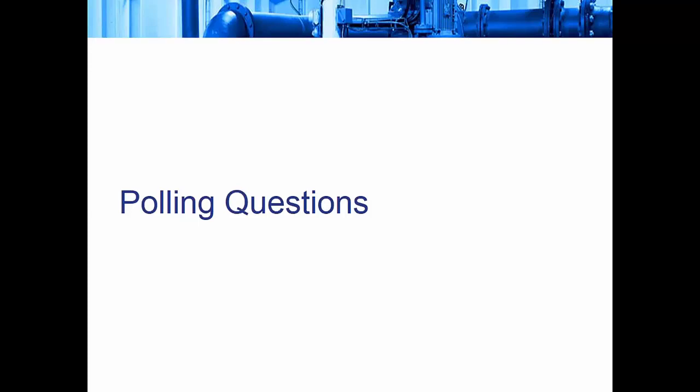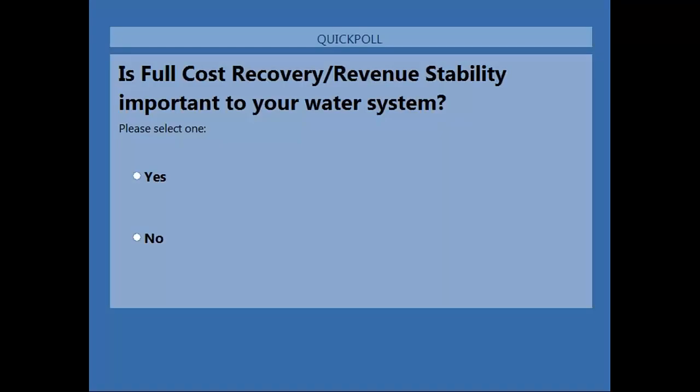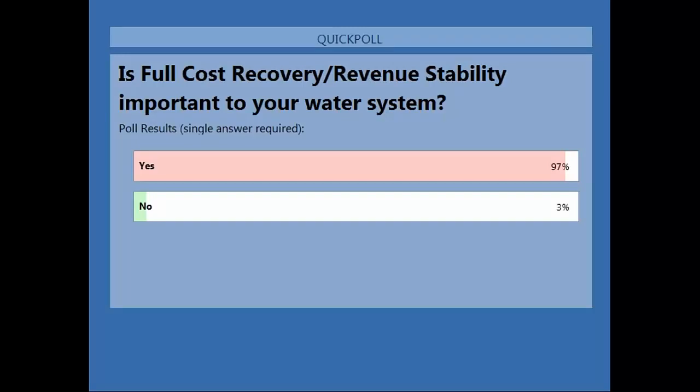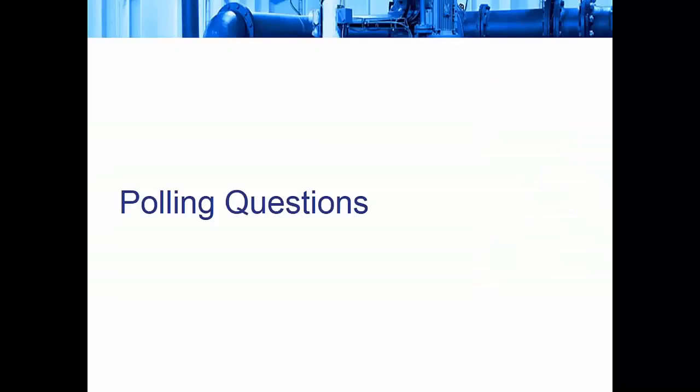Okay, so I'm going to get Savannah to launch a couple of polling questions for us at this point. Savannah, can you go ahead and launch the first one, please? You got it. The first polling question is: is full cost recovery or revenue stability important to your water system? Please select from one of the following answers. We'll leave this poll open for about another 5 seconds. Getting ready to close this poll in 3, 2, 1. Glenn, 97% of our attendees have agreed that full cost recovery and revenue stability is important. All right, well that's a lot of you, so that's great.